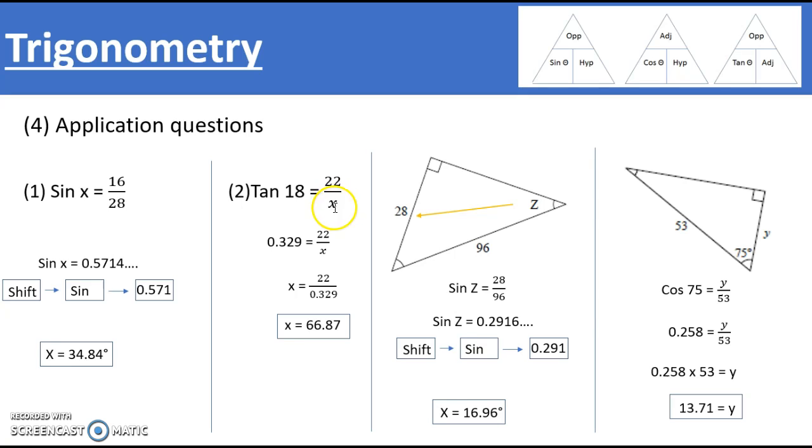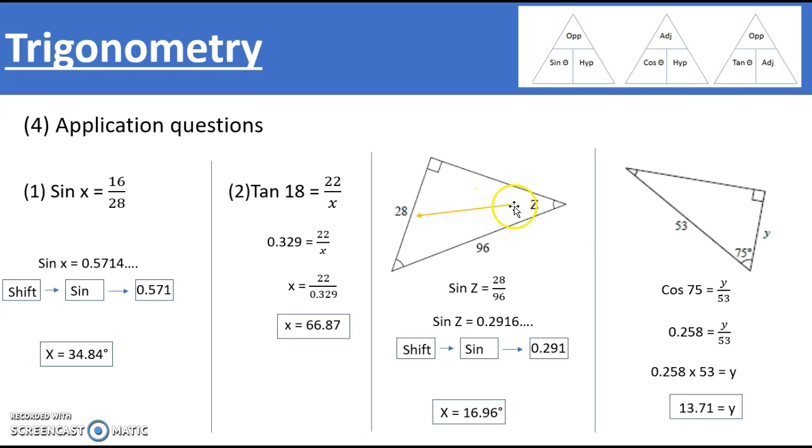For the second one, we're actually missing the bottom number. First things first, let's type into the calculator tan 18, which gets something along the lines of 0.329. Then 22 over x for our opposite and adjacent. So we're actually missing our adjacent, that's what we need to find. So it's going to be opposite divided by tan, and we get the answer as 66.87 for our x.